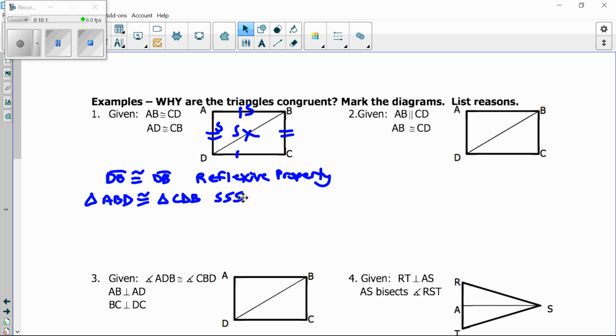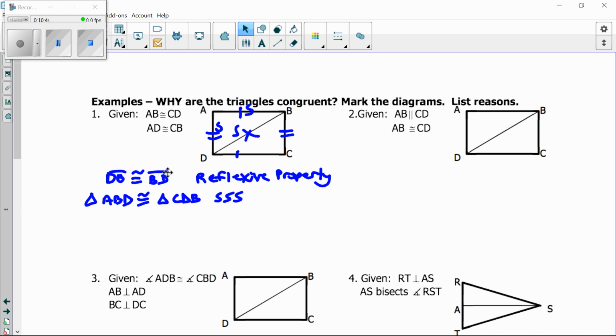Now, actually, Mrs. Fritz just noticed something, kids. Notice how my B and D's invert? So when I write my reflexive property, I need to invert as well. So it really should say BD is congruent to DB. Sorry, everyone that is using a pen, but that is something that's really important to know.